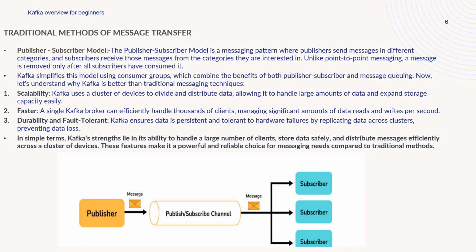So in this picture, as you can see, a publisher publishes a message, and in between there is a publish-subscriber channel where the message is stored in a queue. A subscriber who is interested in that message consumes it from the queue.